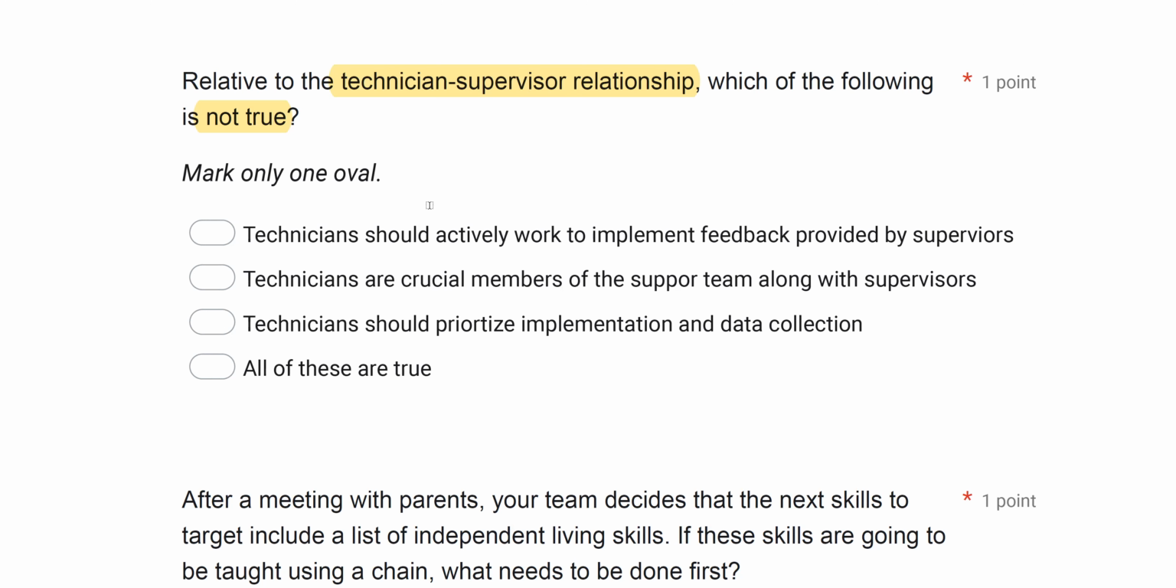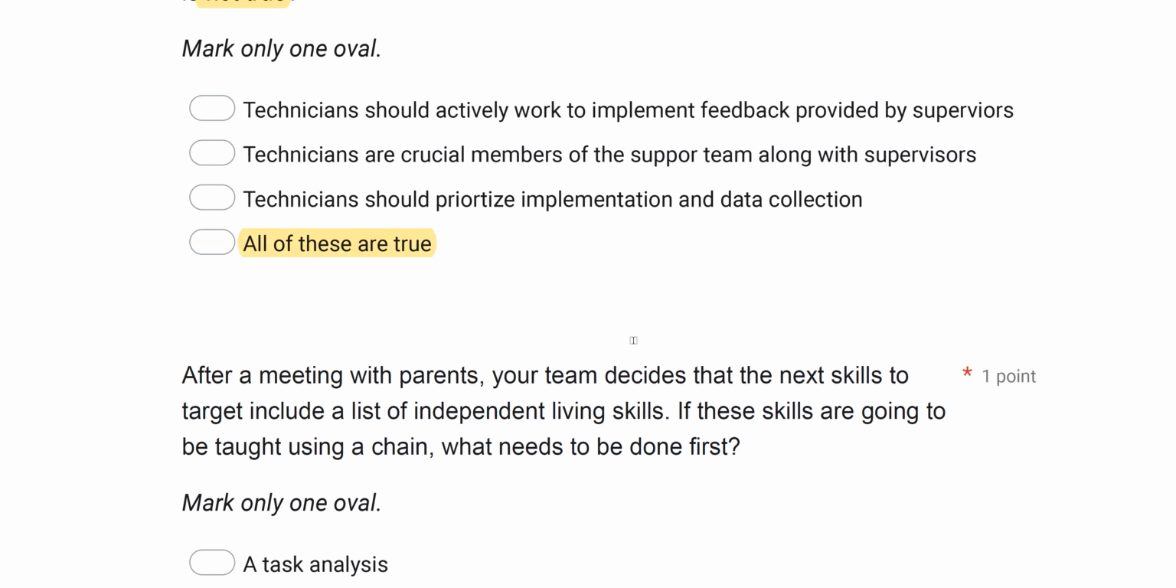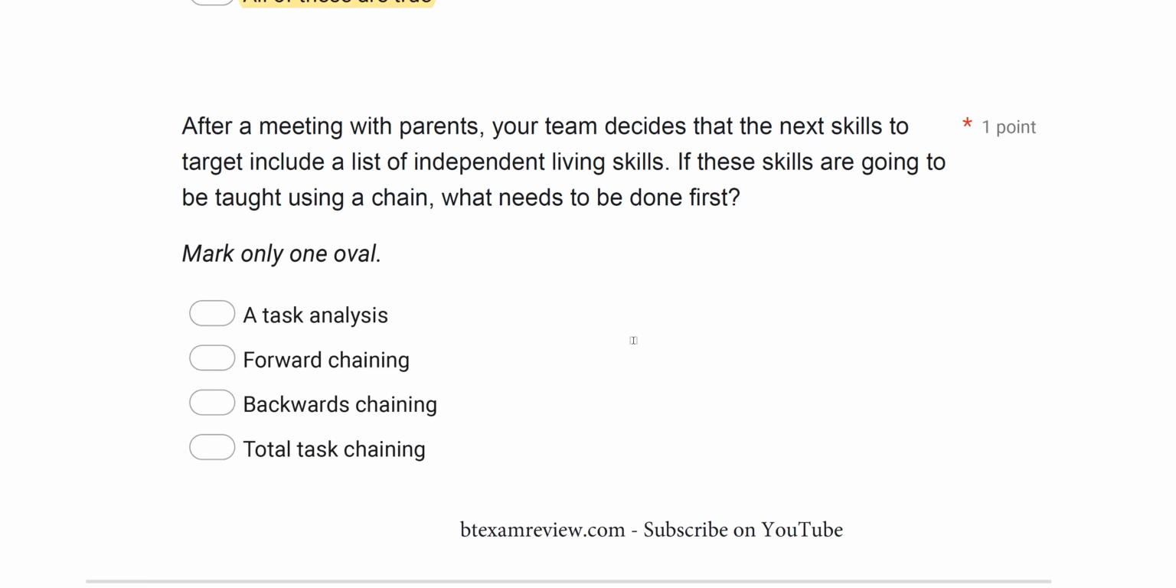So, which of the following is not true? Well, all of these are true. You should actively work to implement feedback. You're a crucial member of the support team, and you should prioritize implementation and data collection.